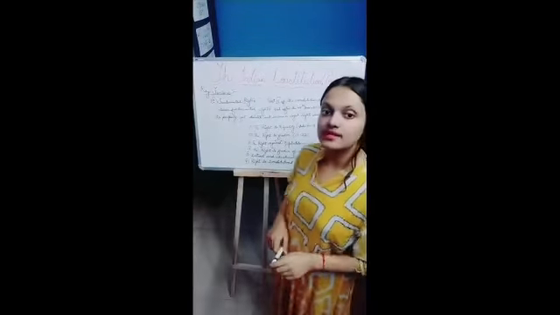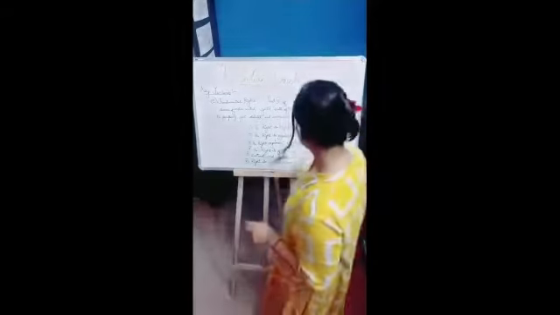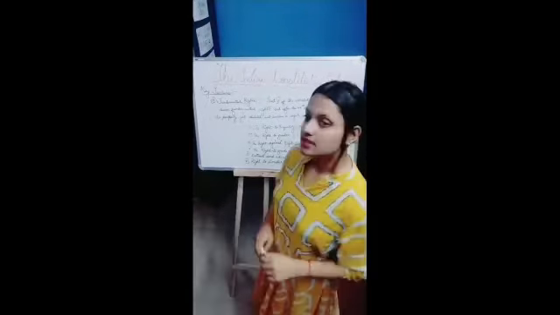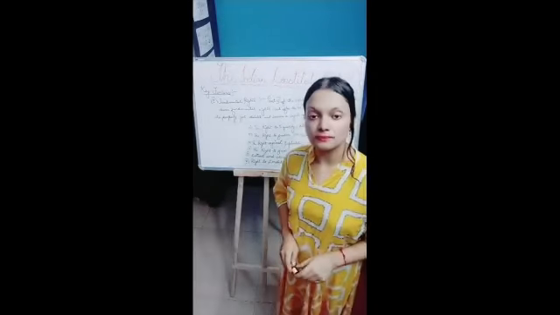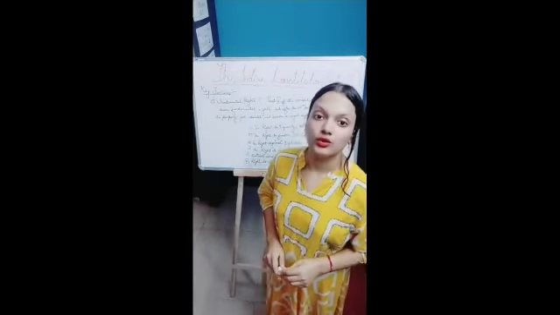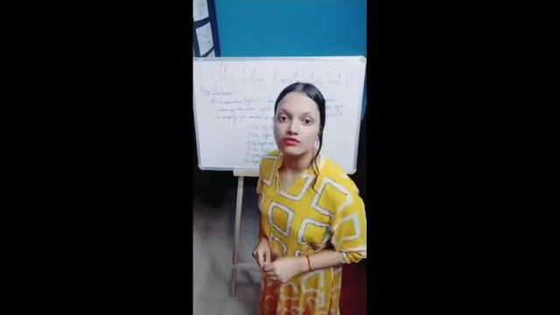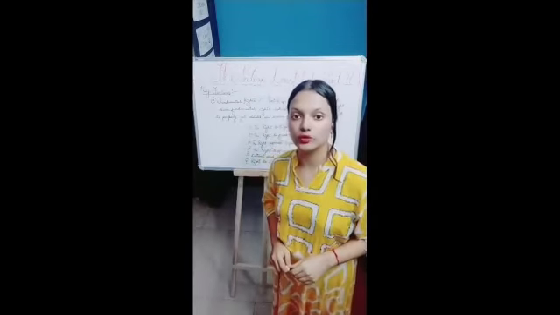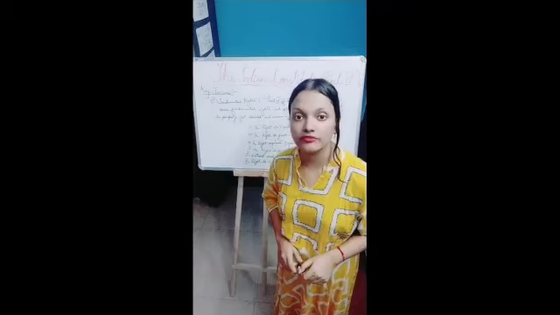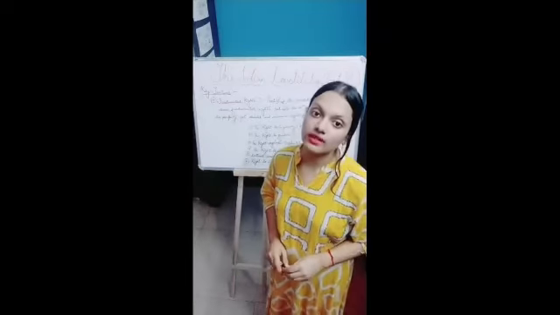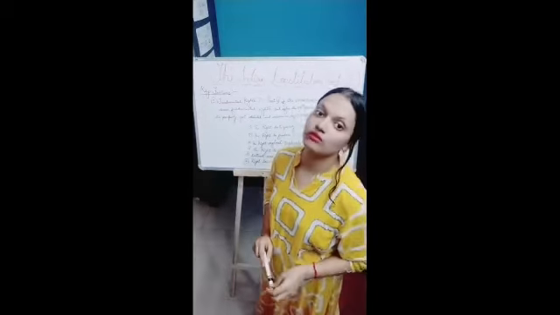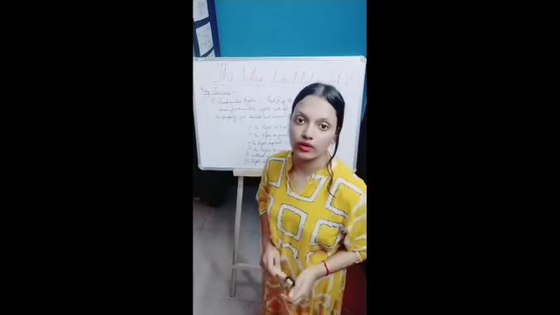Next we have the right against exploitation, which comes under Articles 23 to 24. Under this right, no one can force a child under the age of 14 to work. If a child is under the age of 14, you cannot force him or her to work.